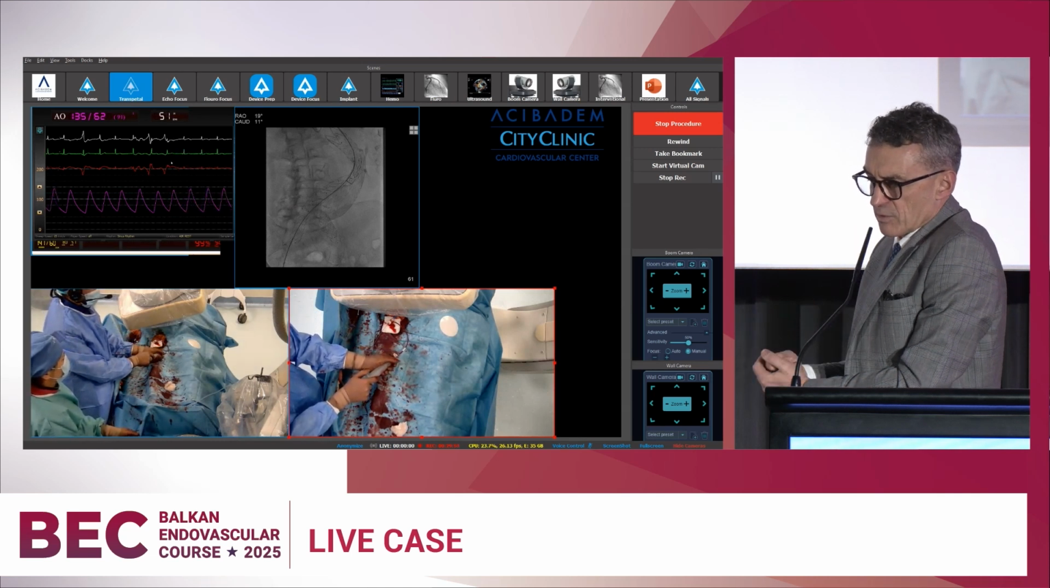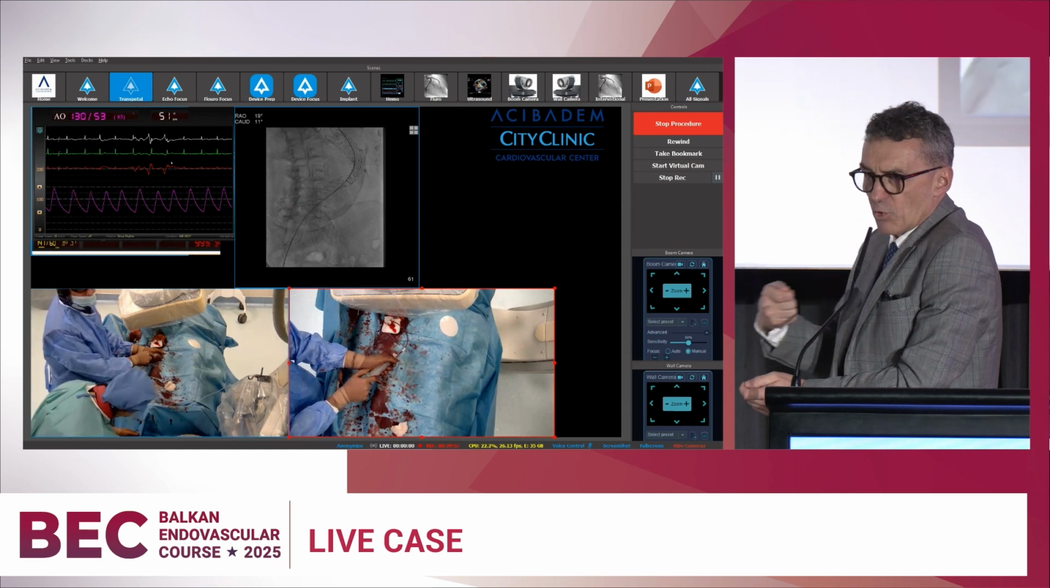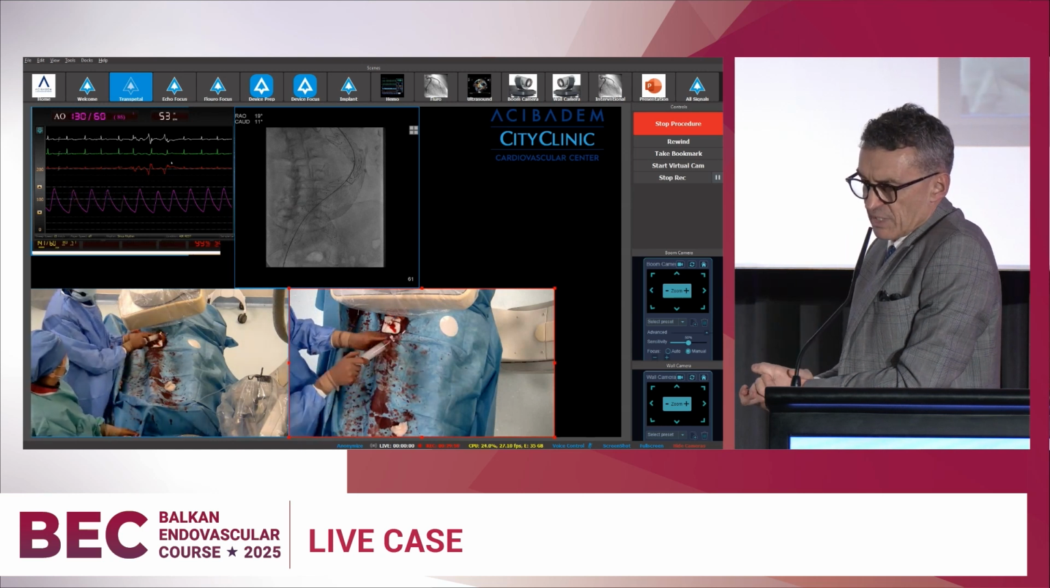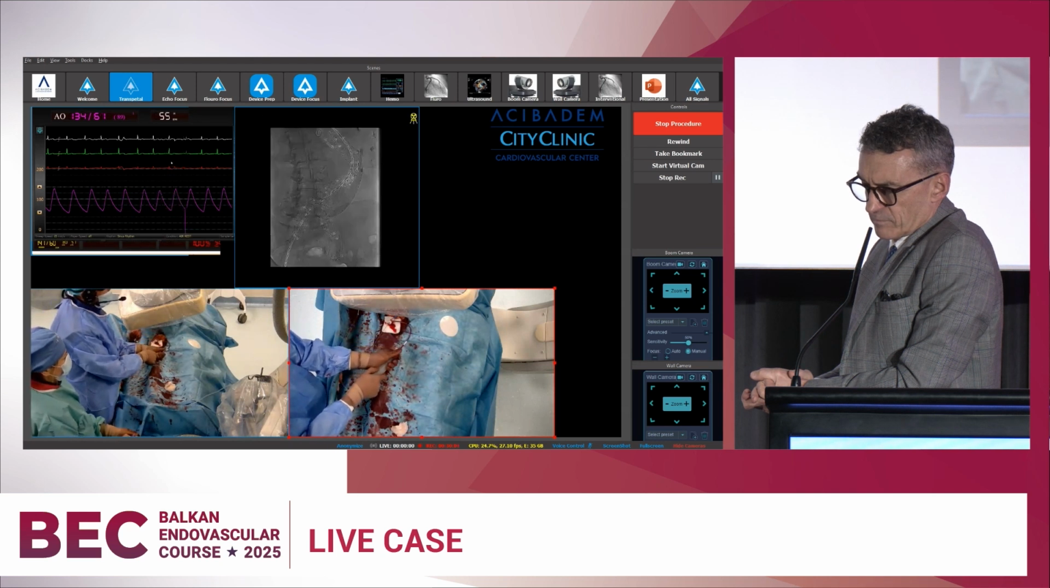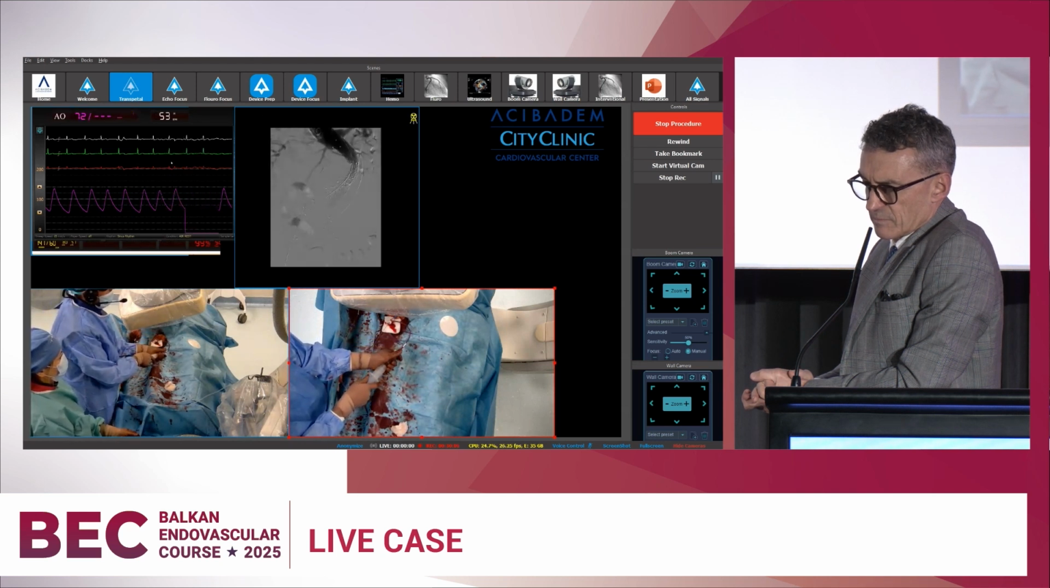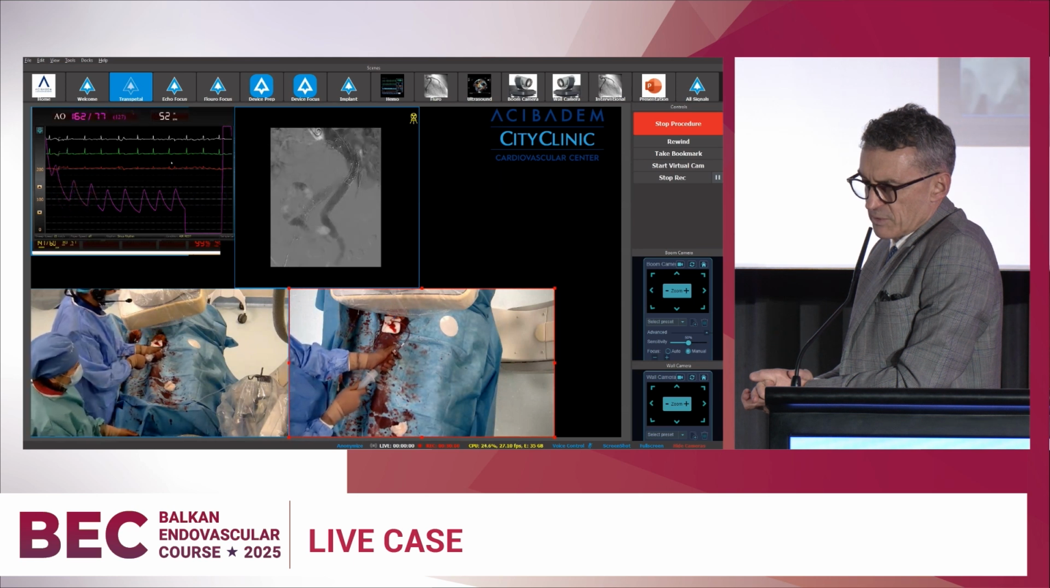Now we're going to create flow through aspiration by the cutter. Go ahead. Okay. Aspirate slowly. Go. Aspirate. I think it's excellent.